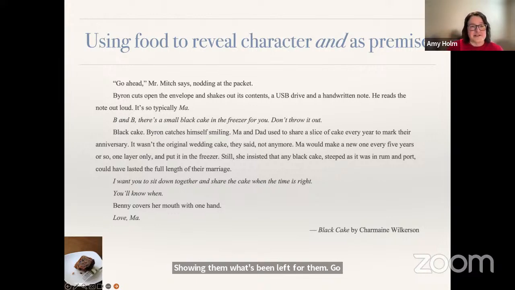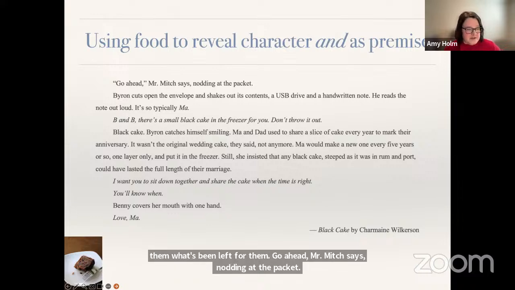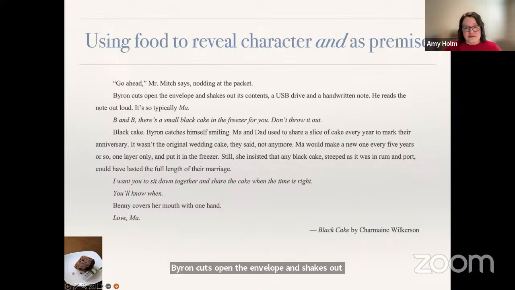Go ahead, Mr. Mitch says, nodding at the packet. Byron cuts open the envelope and shakes out its contents, a USB drive and a handwritten note. He reads the note out loud. It's so typically Ma. B and B, there's a small black cake in the freezer for you. Don't throw it out. Black cake.